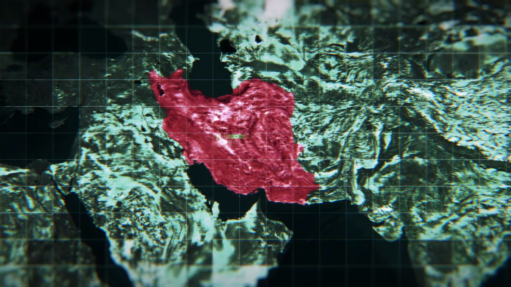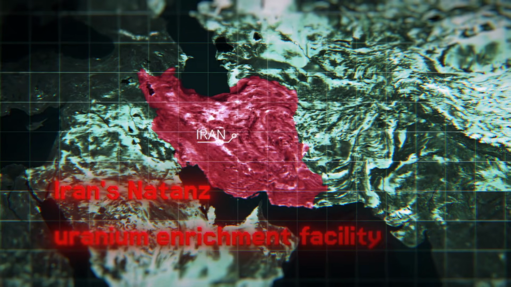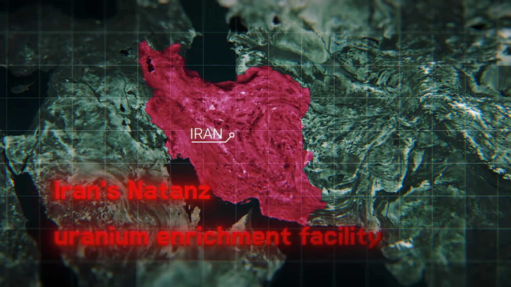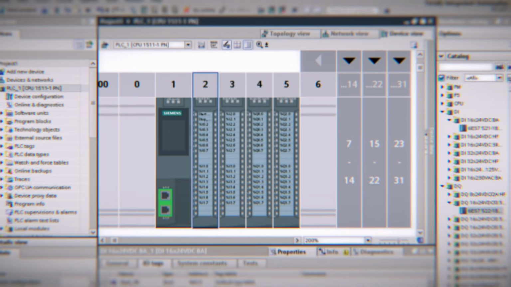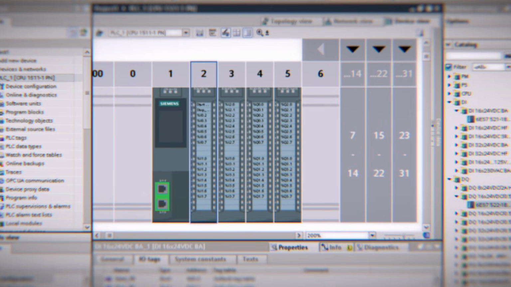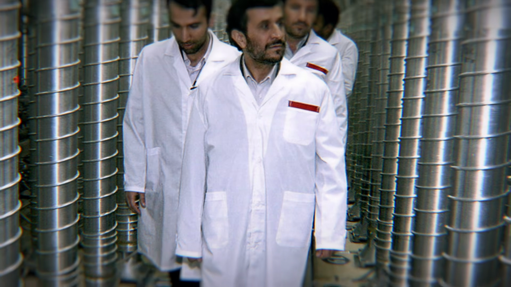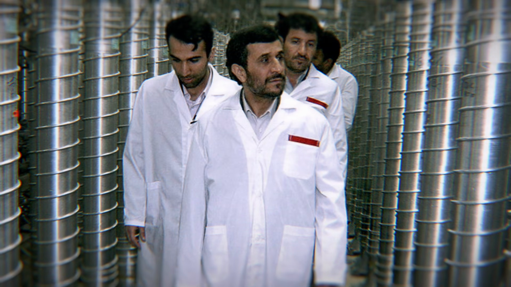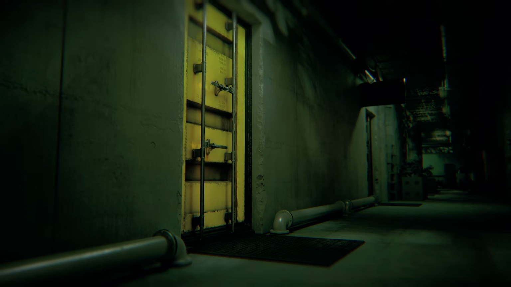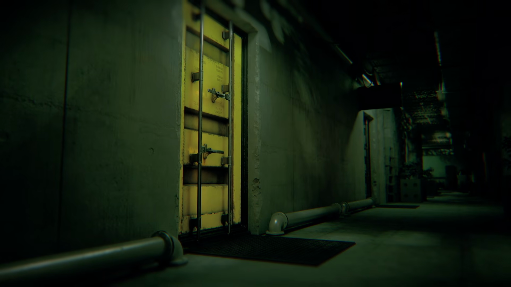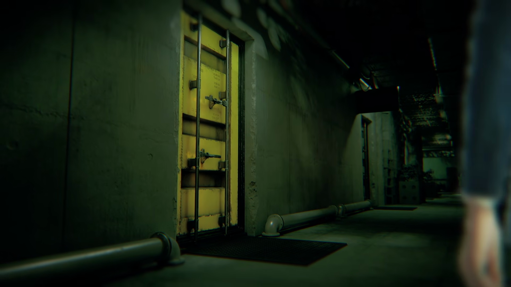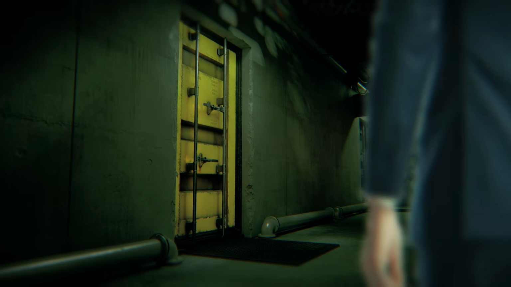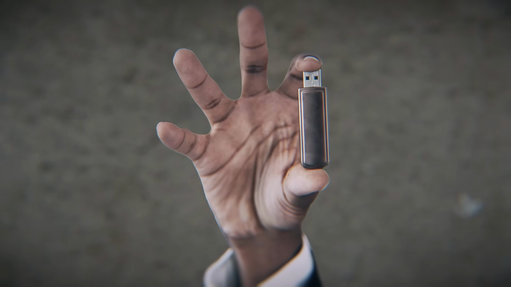Its goal was to reach the programmable logic controllers at Iran's Natanz uranium enrichment facility, machines that ran Siemens Step 7 software and controlled centrifuges physically spinning enriched uranium. That facility was air-gapped, no internet connection, no remote access. To get malware into that environment, you needed someone to physically carry it in. USB drives were that bridge.